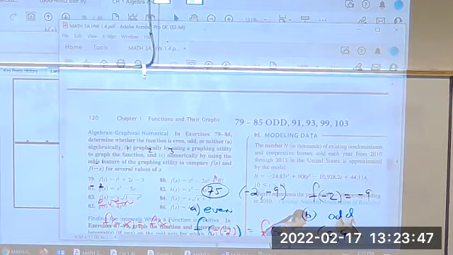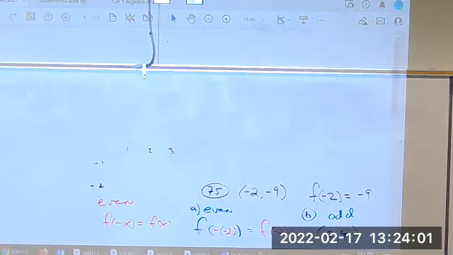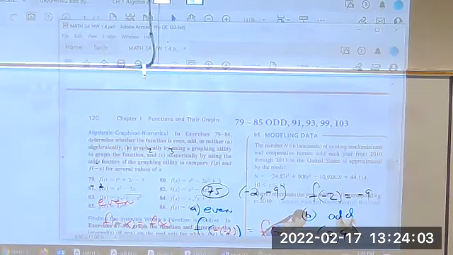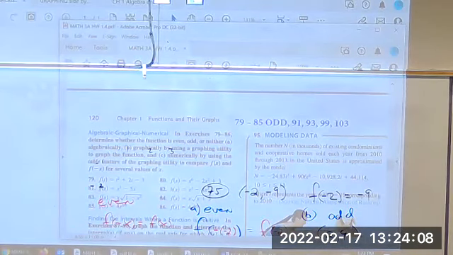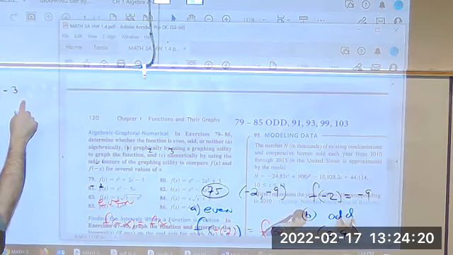So if I plug in, they give us f of t. F of t is t squared plus 2t minus 3. So when I plug in positive t, this is the answer.